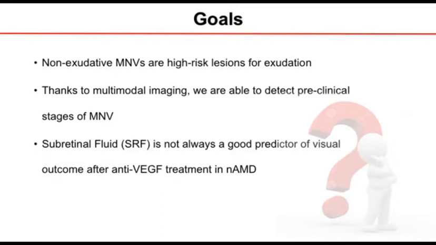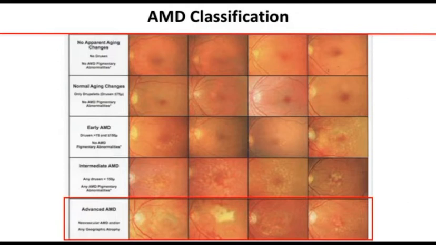Here is my disclosure. These are the three goals of my presentation. I would like that at the end of the presentation, you can say that non-exudative macular neovascularization are high-risk lesions for exudation. The second goal is that thanks to multimodal imaging, now we are able to detect the preclinical stages of exudative macular neovascularization. And the last goal is that subretinal fluid is not always a good predictor of visual outcome after therapy with anti-vascular endothelial growth factor injection.